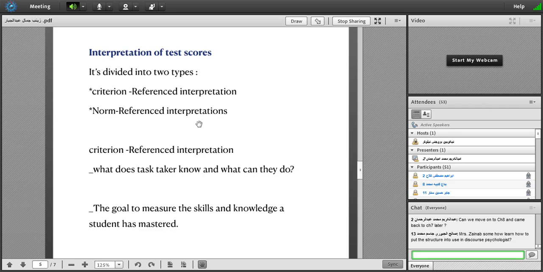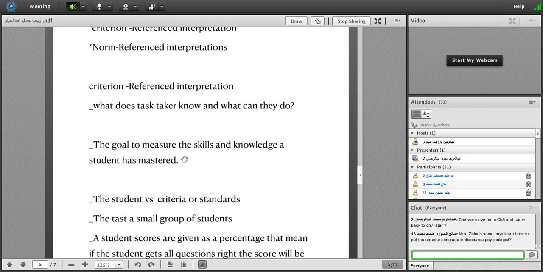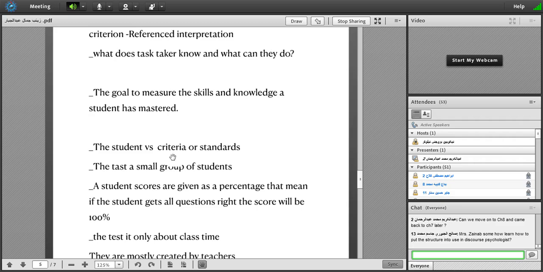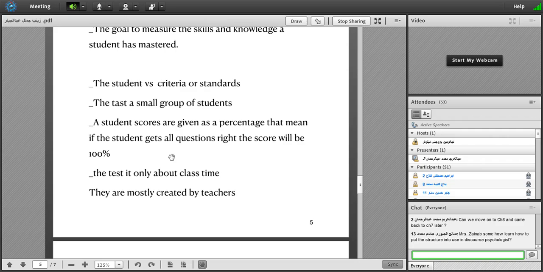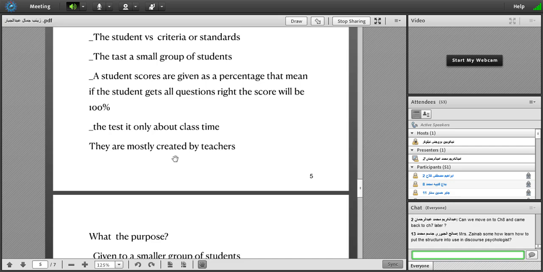And the scores here are of a student. They're given as a percent. For example, if the student gets all the questions right, they're going to get 100%. And the test is taken by a smaller number of students. The test is usually given in the time of the class, how much of the class has been taken, so the test is dependent on this.